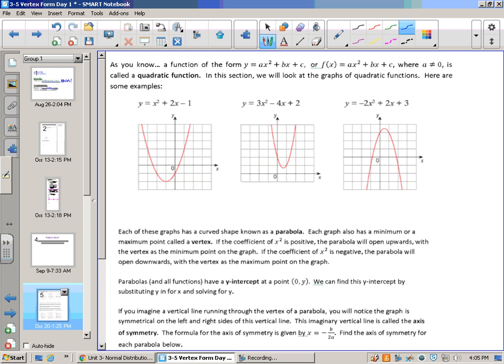Okay, so I'm going to read some of this to you. You have it on your page. As you know, a function in the form y equals ax squared plus bx plus c is what we call a quadratic. Okay, we're going to look at quadratic functions today.